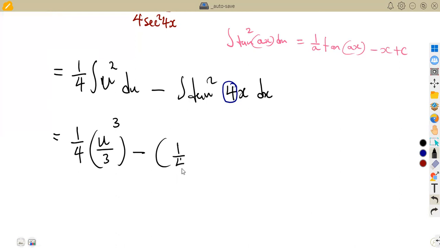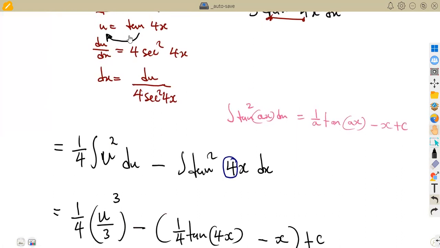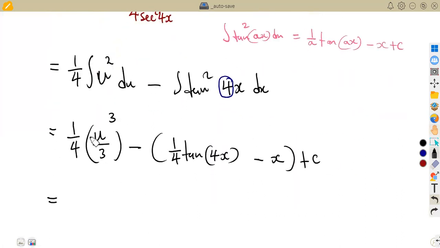So that is 1 over 4 tan ax, which is tan 4x as it is, minus x. Here we have a minus x, plus the constant of integration. So that's it. On this side, we just substitute. Remember, u was equal to tan 4x. So where we see a u here, we substitute tan. So it's going to be 1 over 4 times 1 over 3, which is 1 over 12, tan to the exponent of 3 of 4x.